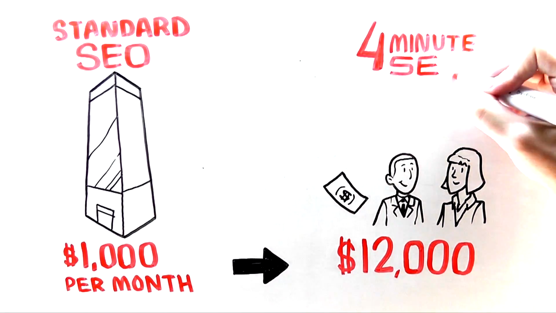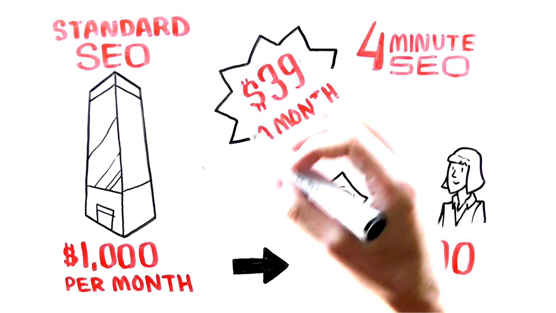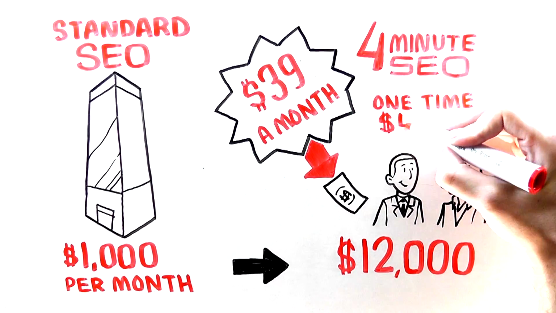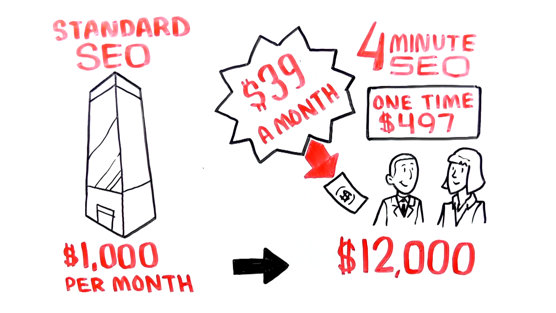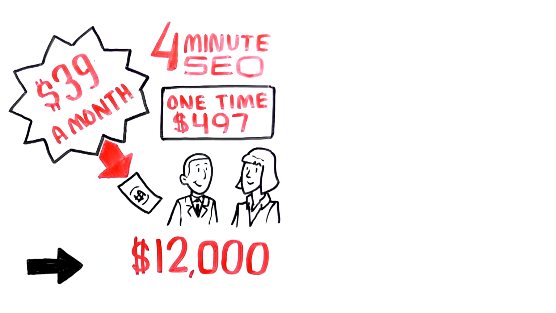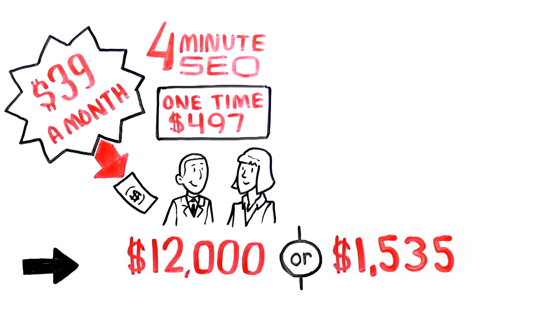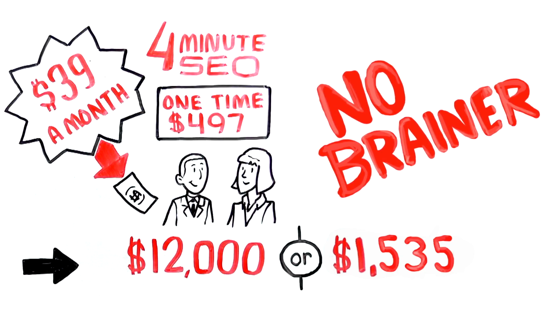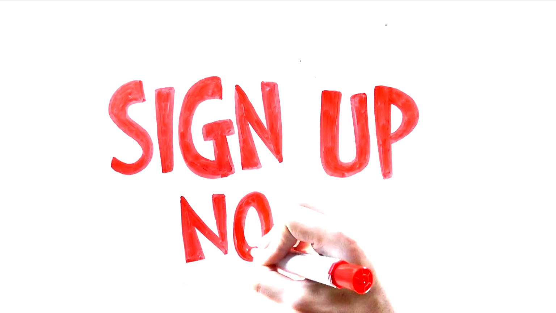With 4-Minute SEO, you'll pay the $39 monthly membership fee, the one-time startup fee of $497, plus the fees to the providers. It works out to about $127 per month on average. Over a year, it's only $1,535 total, compared to the $12,000 you'd pay an SEO company. It's a no-brainer. You can sign up for that basic package now.